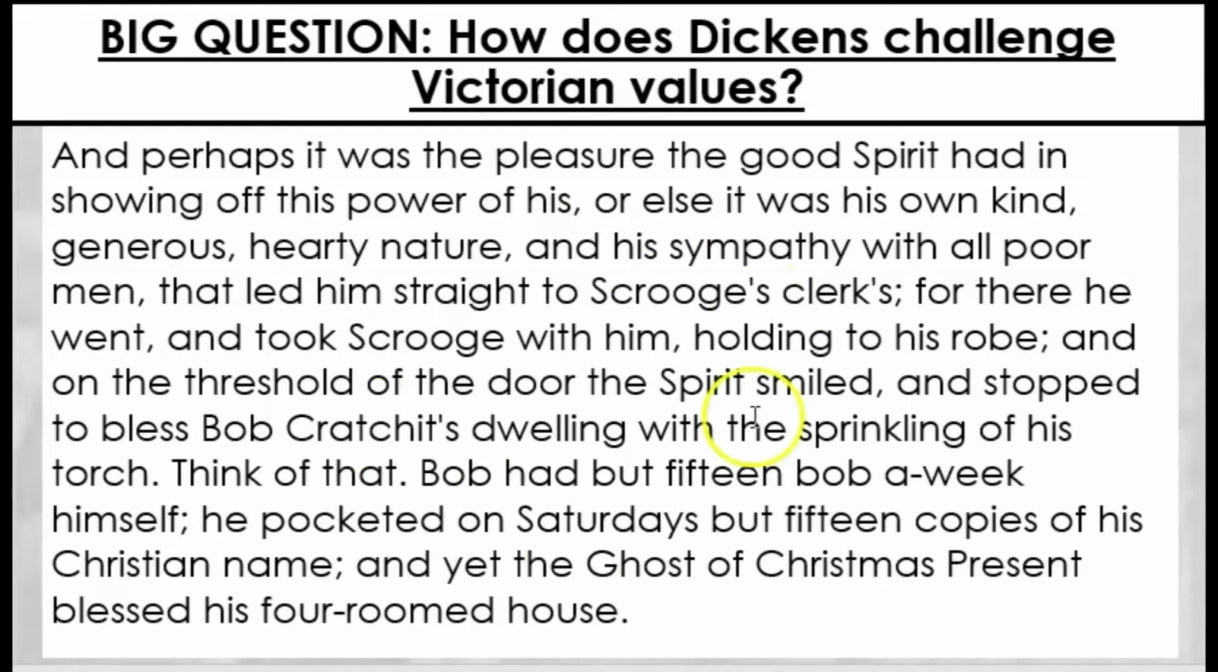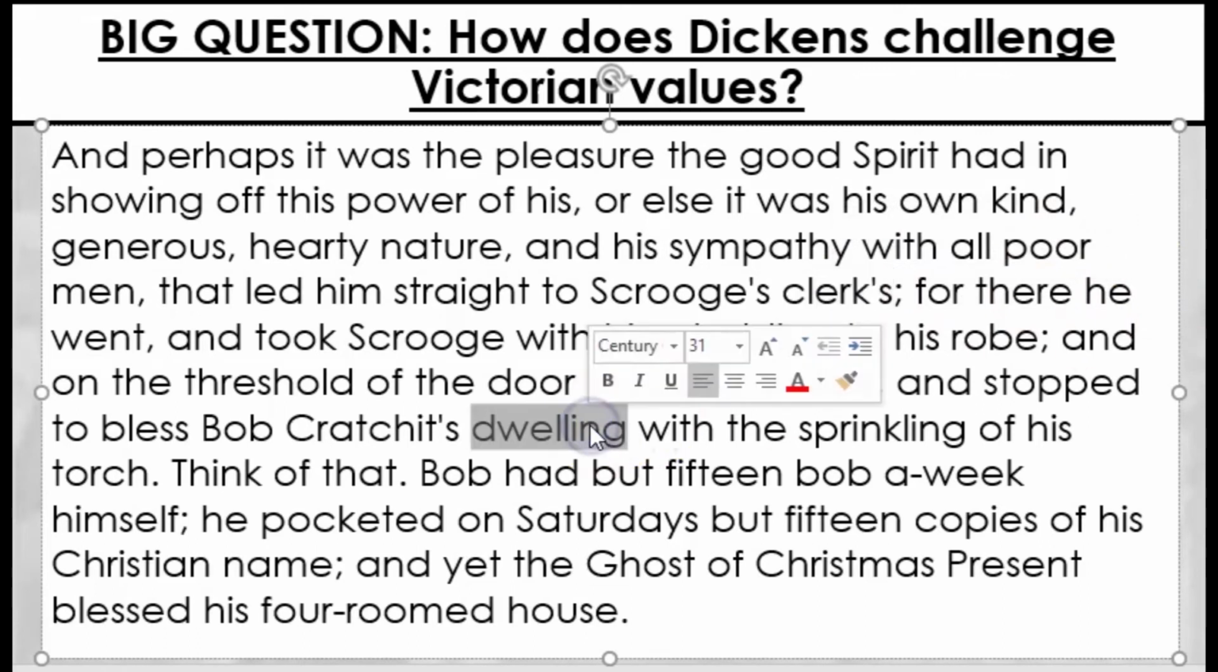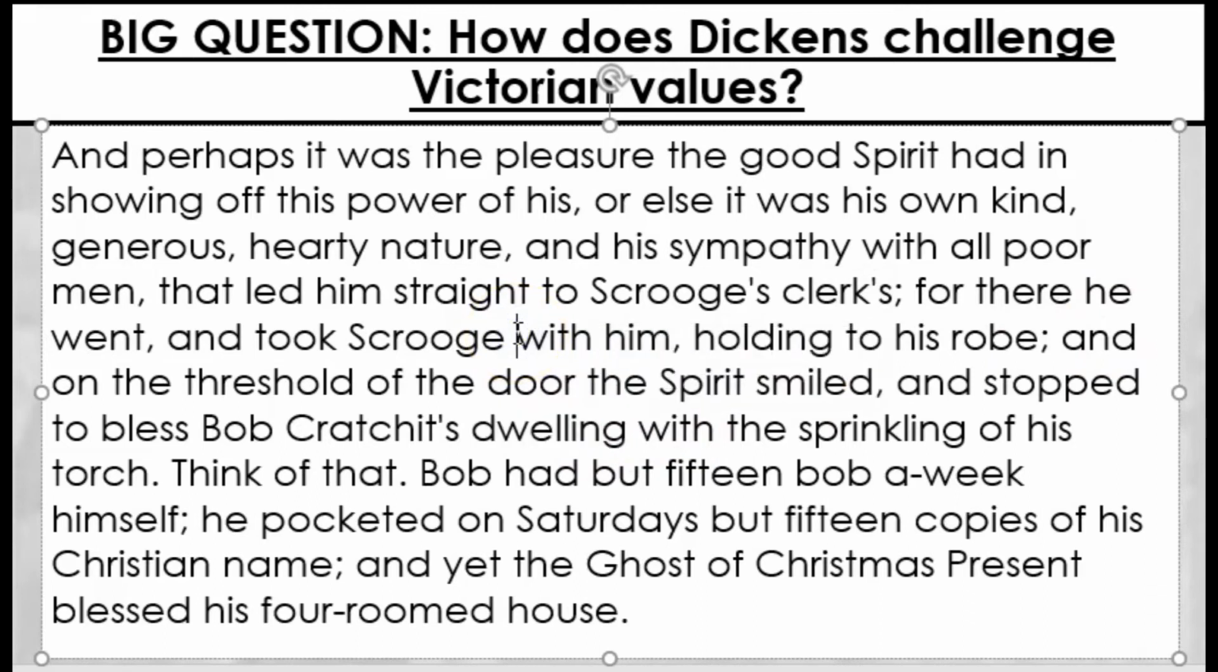So some interesting things going on. Now, of course, Scrooge's clerk is Bob Cratchit, so the spirit has taken him to see Bob's home. That's what dwelling means. It's another word for a living place where someone has their home. And, of course, the spirit blesses him by sprinkling the torch onto the house. And then we get this indirect free speech, a nice short declarative sentence, which has an imperative tone to it. Think of that. It's telling us to think about it. It wants us to dwell on this idea.